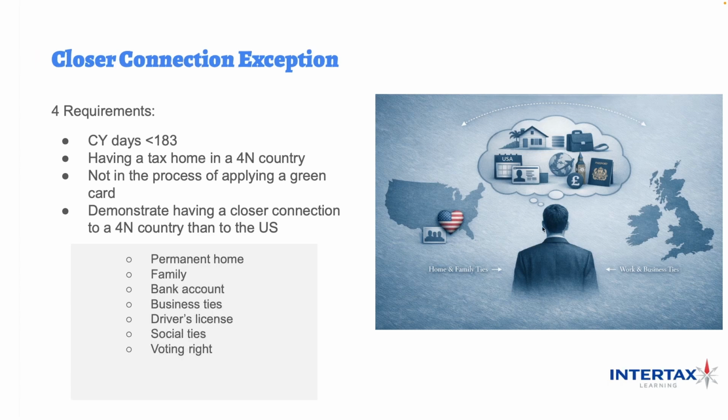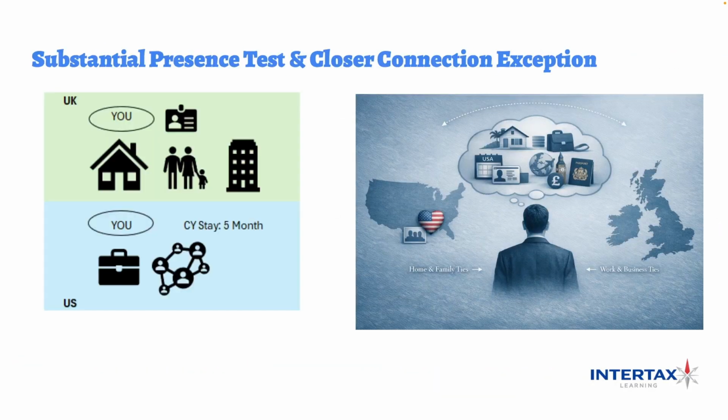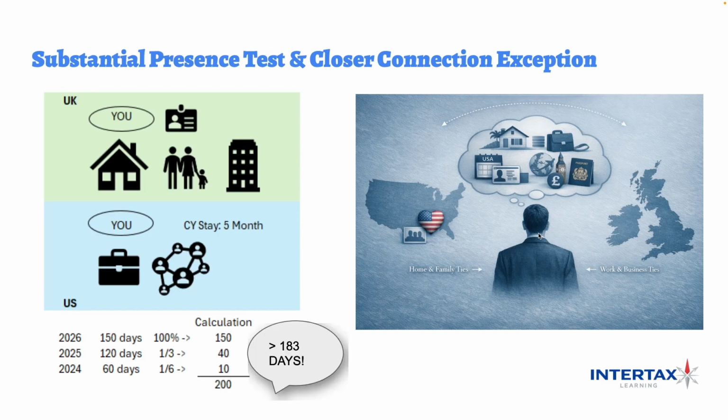Let me show you how this works through an example. Imagine you are a UK citizen. Your tax home, family, and jobs are all in the UK. Your work requires you to travel and work in the US starting from 2024. You stay 60 days in 2024, 120 days in 2025, and 150 days in 2026. If you perform the substantial presence test, you will find out that you passed the test. That means you're both a US tax resident and a UK tax resident starting in 2026. But you probably don't want that.